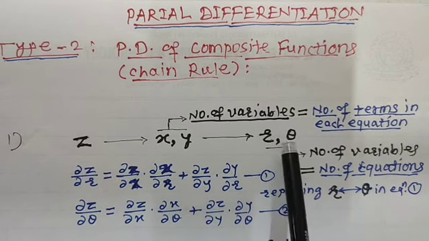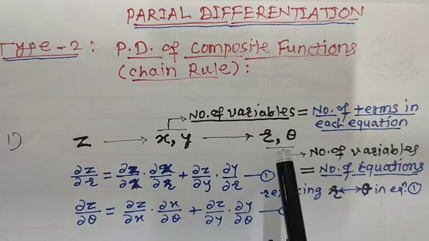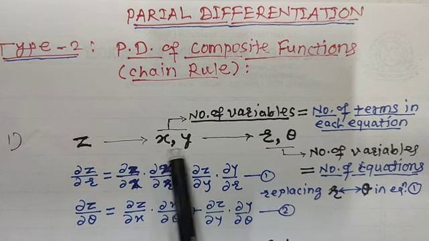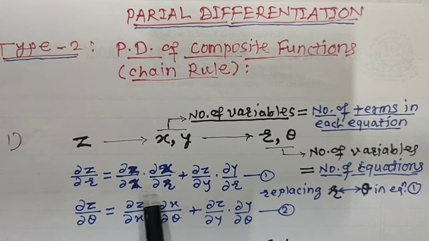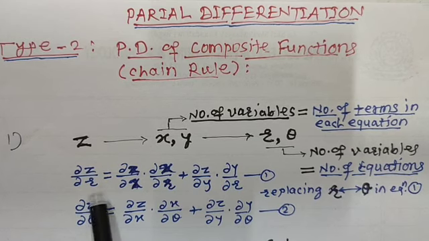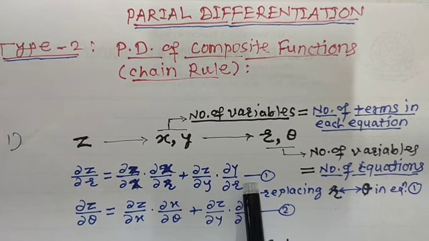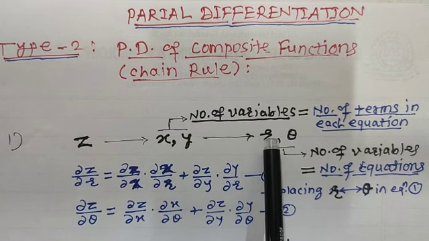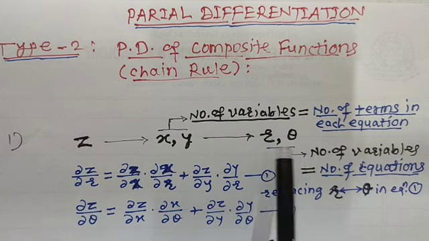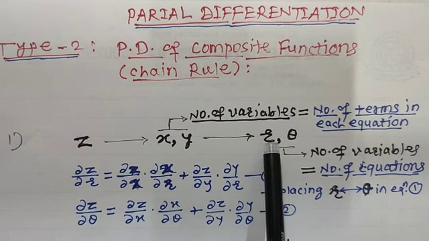From this flow diagram it is clear that there exist two equations and each equation contains two terms, by using these numbers of variables. This is equation number 1 and this is equation number 2. In each equation there are two terms, this is the first term, this is the second term. The first equation we have to obtain by using this flow diagram. We are finding the derivative of z with respect to r. That derivative will be a partial derivative, because there is more than one variable.